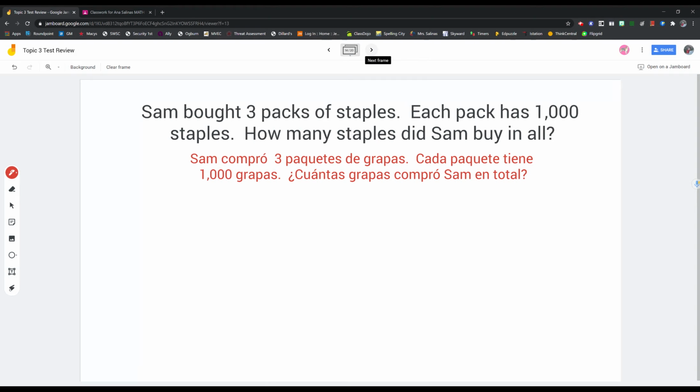Sam bought 3 packs of staples. Each pack has 1,000 staples. How many staples did Sam buy in all? Again, we see the word in all, we might think addition, but we've learned multiplication. This one is actually multiplication because he bought 3 packs and each pack has 1,000. Basic facts, 3 times 1 is 3 and add 3 zeros. 1, 2, 3. He bought 3,000 staples in all.